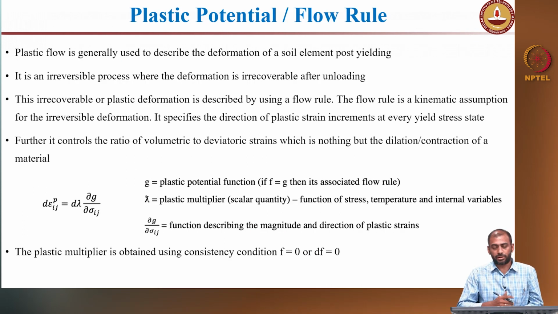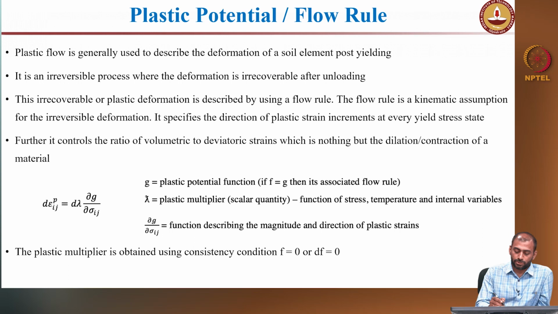So, the next important tenet of plasticity theory is the plastic potential or the flow rule. The plastic flow usually describes the deformation of soil post yielding, and again, as you know, it is an irreversible process. So, this irrecoverable plastic deformation is described using the flow rule, and as you know, this is a kinematic assumption of this irrecoverable deformation, and you need to know the plastic strain increments for every stress increment.